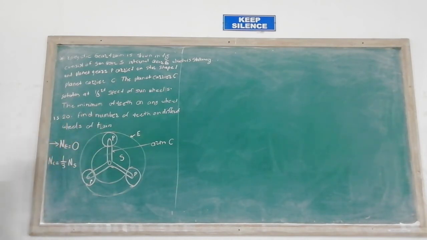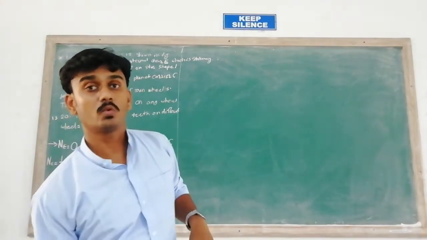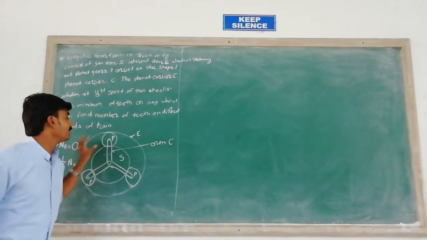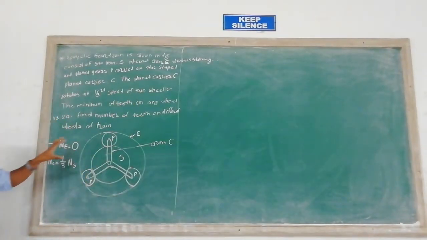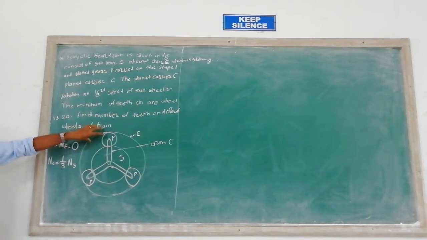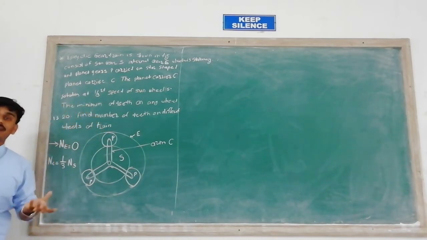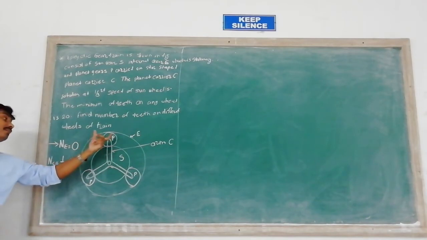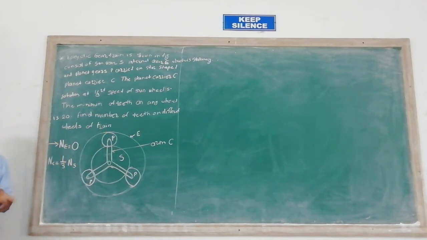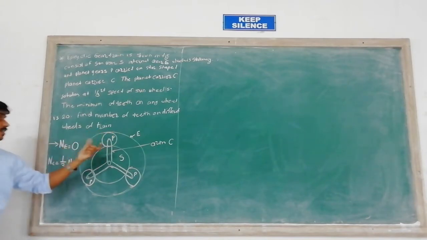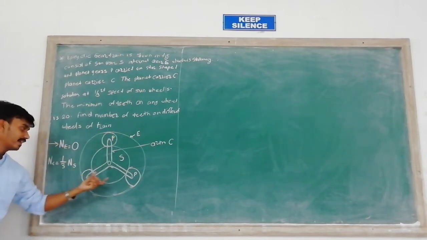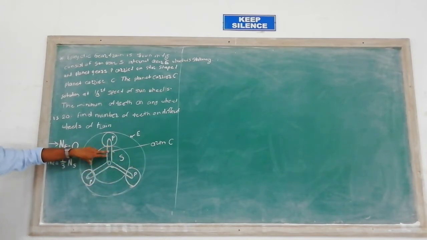Find the number of teeth on different wheels of the train. So we have to find out the number of teeth on each wheel. Generally, while solving numericals based on an epicyclic gear train, we have to find out how many elements are in this train. The first member is this arm C, the second member is this sun gear, and the third member is the planet gear. All the three planets here are connected to each other by the carrier or arm C.